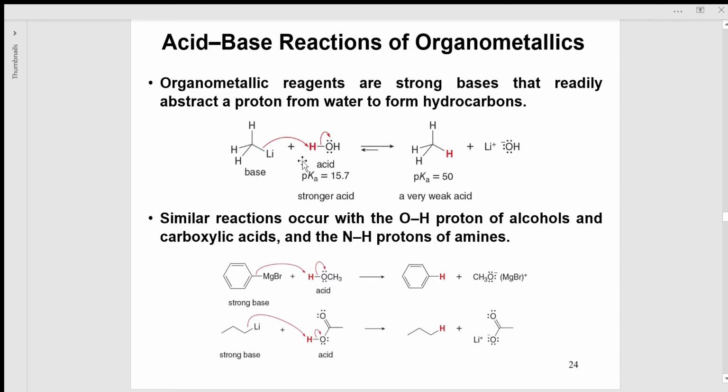They can react with water. So basically, again, this carbon bears a negative charge. It's going to react with the proton. They can react with alcohol or acid to do a base-acid reaction. Again, the lithium reagent, the magnesium reagent, they are very strong nucleophiles. They are very strong bases. They do acid-base reaction.